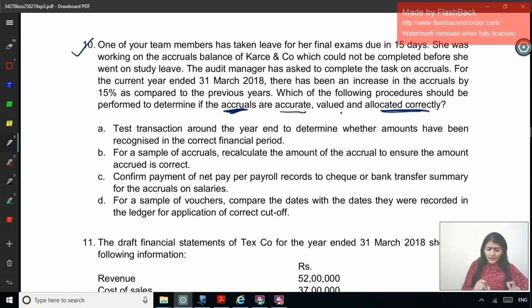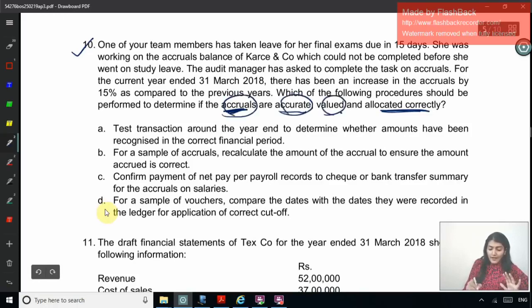Confirm payment of net pay per payroll records to check or bank transfer summary for the accruals on salary. So they are talking about the outstanding accruals, outstanding salaries or so. For a sample of vouchers, compare the dates with the dates they were recorded in the ledger for application of correct cutoff. See, now my procedure does not ask me for cutoff. They are saying accruals are accurate, valued and allocated correctly. So mainly the amount and whether they have gone in the correct account.